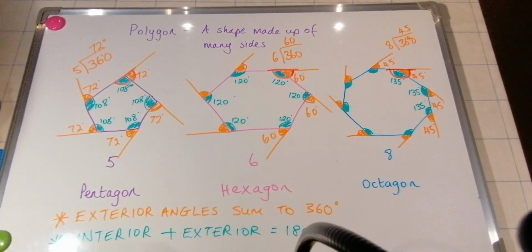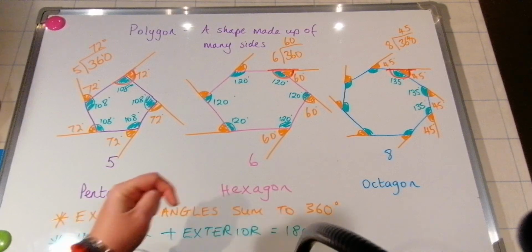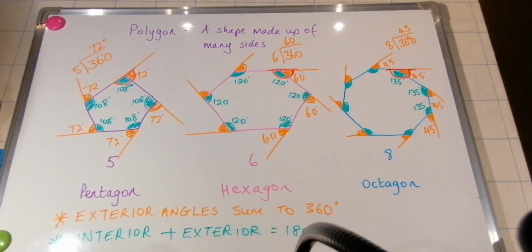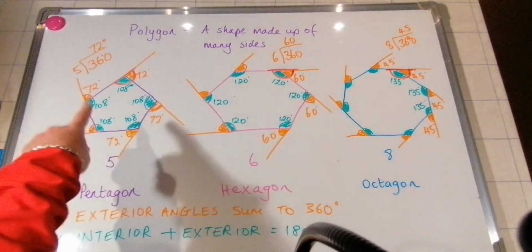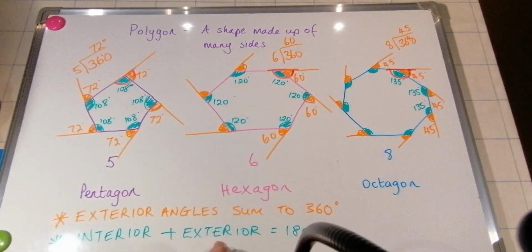So just to summarise, the exterior angles on any polygon at all will sum up to 360. That's my orange ones. And one interior angle plus one exterior angle, so that's a green one plus an orange one, if I add them two together, they will always add up to give us 180.